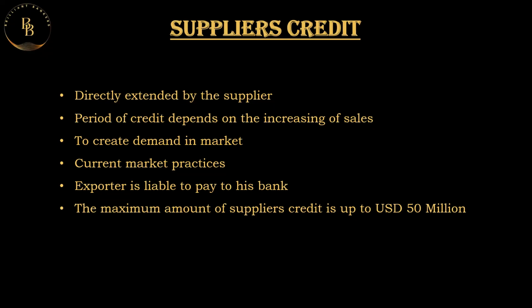It is creating demand in the market and selling as per the current market practices. The exporter may also avail finance against the bills after making the shipment from his banker, and the bank would receive the funds on a maturity date. The exporter is liable to pay his bank in case the overseas buyer does not make a payment on the due date. In this condition, the maximum amount of supplier's credit is up to US dollar 50 million, and an amount more than that cannot be set. The period for the supplier's credit will be discussed in the next slide because both are common.